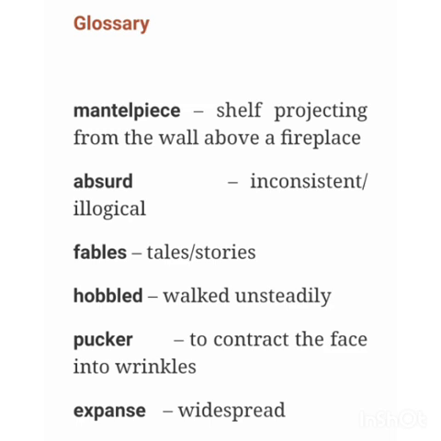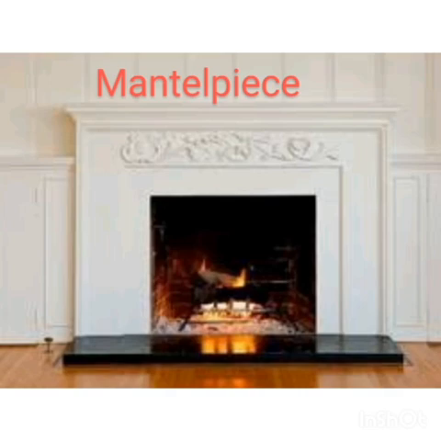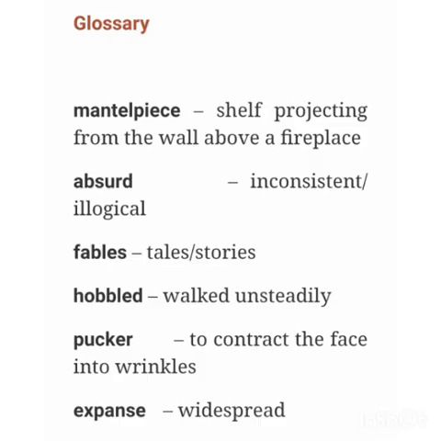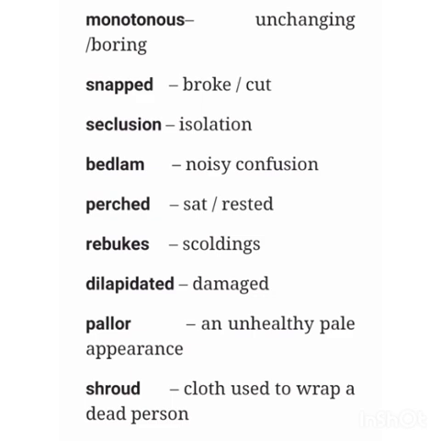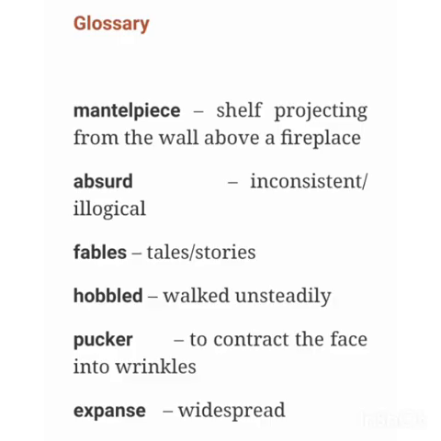Let me read. First one, mantelpiece: self-projecting from the wall above a fireplace. Absurd: inconsistent or illogical. Fables: tales or stories. Hobbled: walked unsteadily. Pucker: to contract the face into wrinkles. Expanse: widespread.